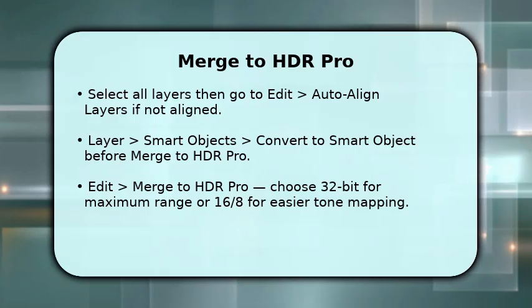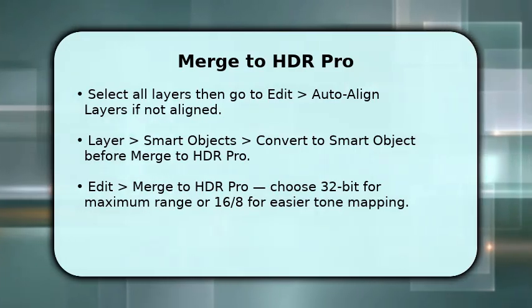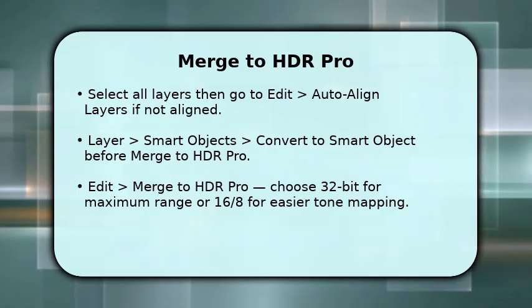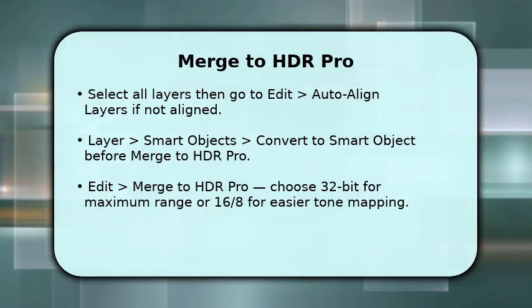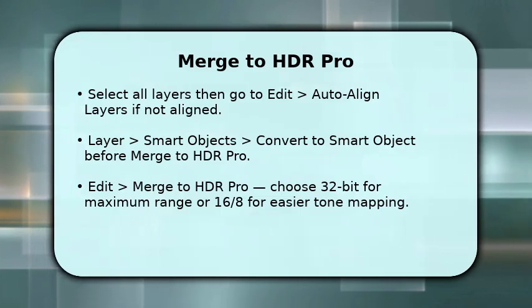With aligned layers ready, select them and convert to a single smart object. This preserves data and lets you re-edit. Next, go to File, Automate, Merge to HDR Pro.